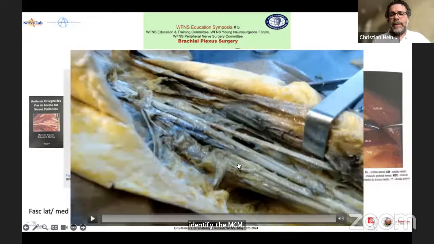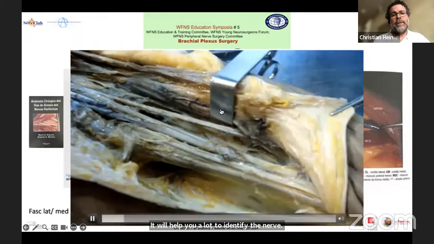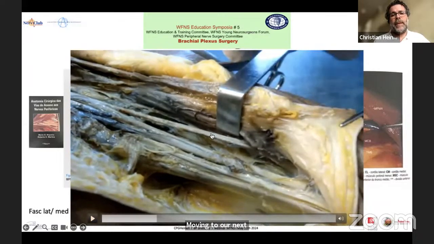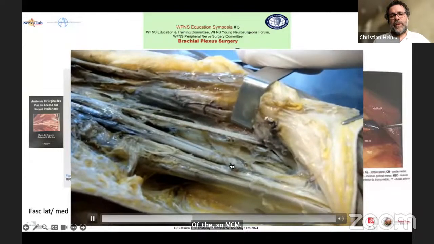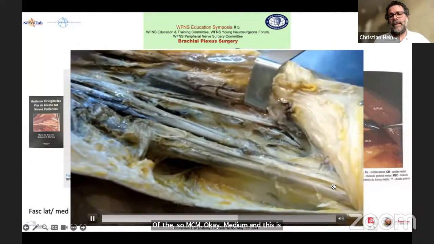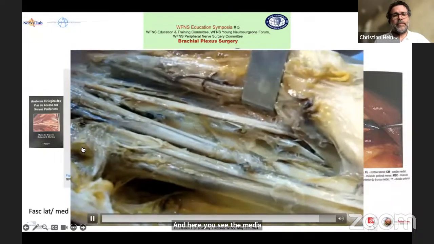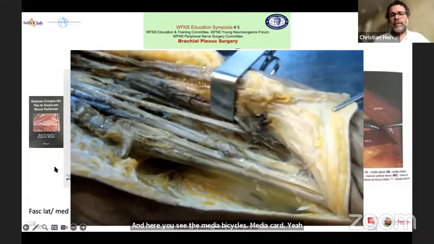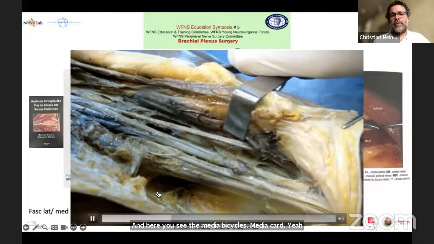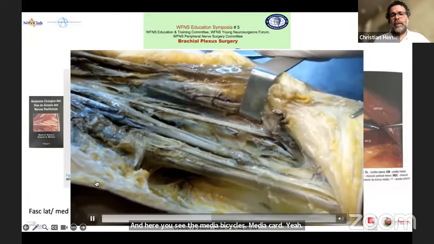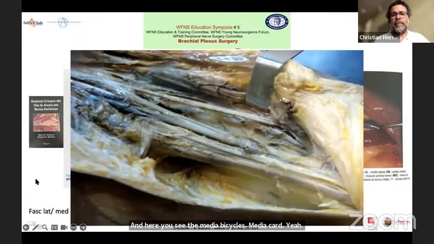Moving to our next structures. So we identified the lateral fascicle. We identified the MCN. We identified the median aspect of the MCN. Again, MCN, median nerve, and this is the artery. And here you see the medial fascicle, medial cord. And this is just by flipping back the pec minor.